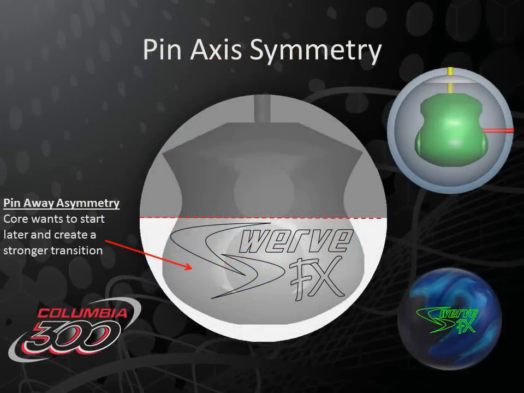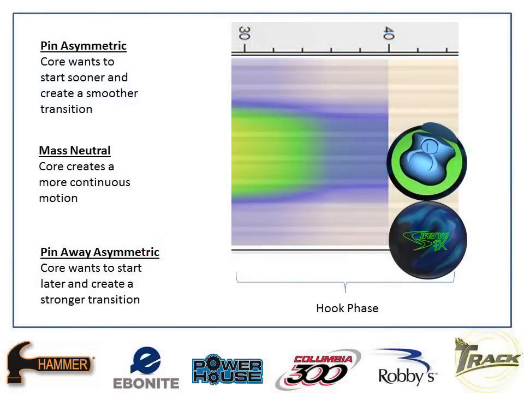When looking at the core design of the Swerve, there's more mass located away from the pin, which classifies it as a pin-away asymmetry. What this core design does, it creates more push through the hook phase and a stronger, more dominant motion at the end of the pattern.